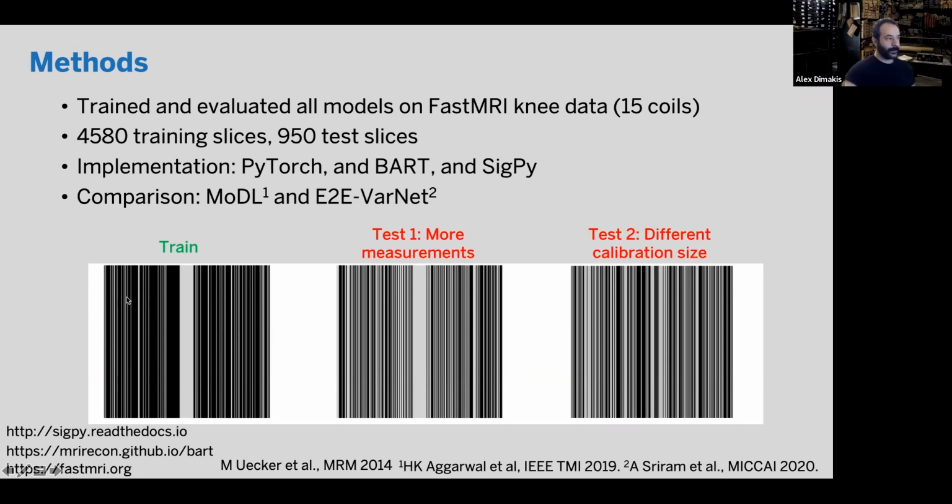Okay, and DC is in the middle. That's why you always observe the middle, because that's the most important stuff, right? Right, DC is in the middle. So that's going to have most of the signal energy. But also, we typically sample a calibration region around DC. And we use that to get a low resolution estimate that can be used for the sensitivity map estimation.